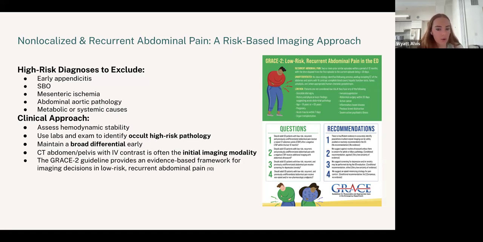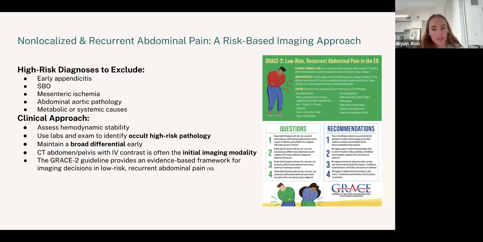And so we'd want to start by, of course, assessing hemodynamic stability and then using our physical exam and labs to look for any signs of occult high risk disease. And then, of course, keeping a broad differential early on. More common inflammatory causes like maybe colitis, gastritis, or an irritable bowel disease flare are typically considered after those high risk pathologies are excluded, since these often declare themselves over time. We definitely don't want to not consider them, but we do start with our high risk pathology.